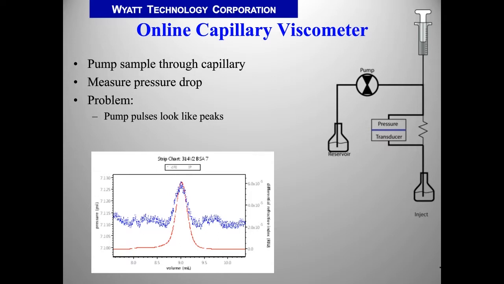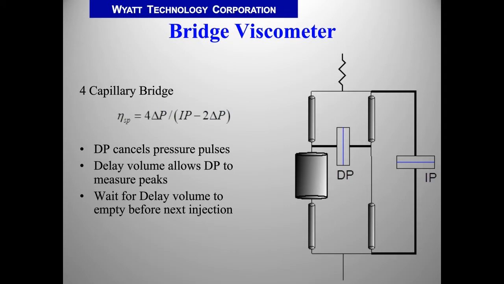So you're limited to the quality of the pumps, and like I said, a very good pump can give you maybe 0.1% pulsing, but at that level, that limits your ability to measure the change in viscosity to that level of about 0.1%.